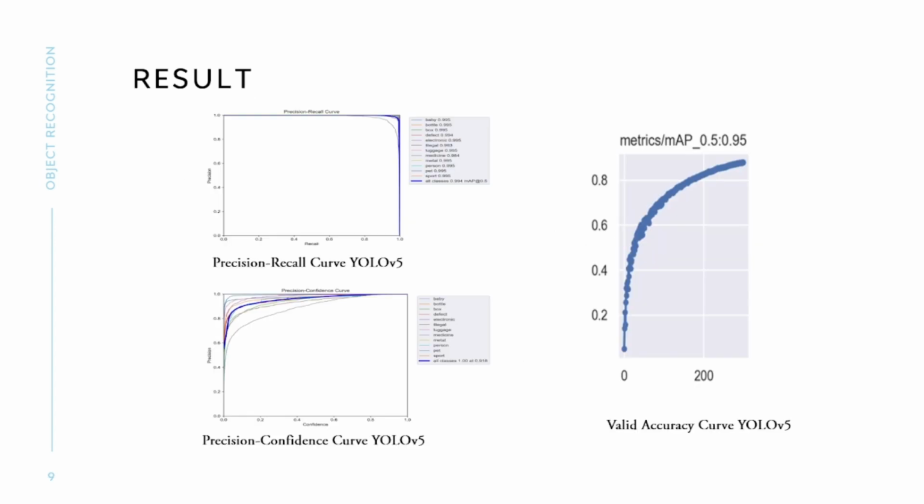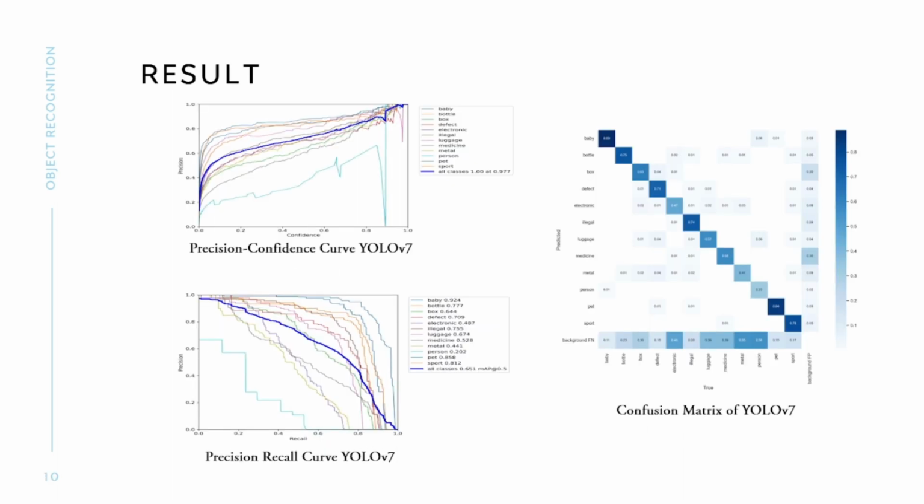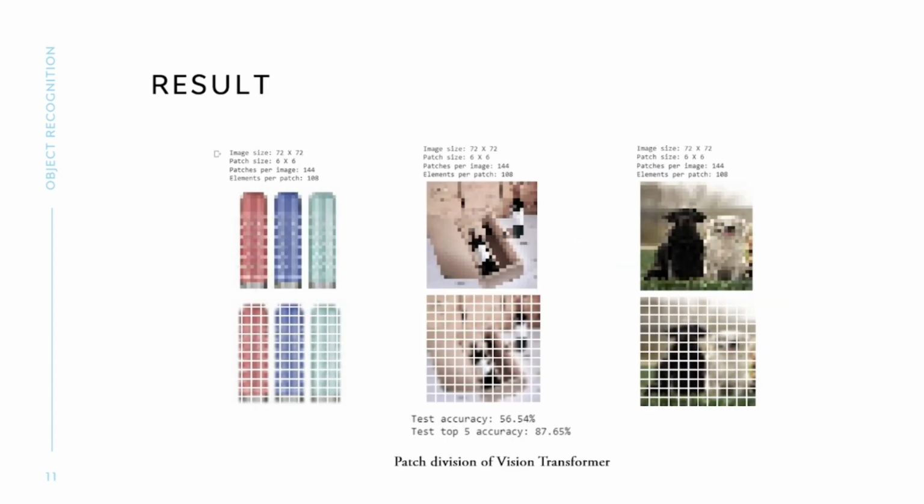For the result of the v5 model, we got really good results and accuracy, approximately 95%. And the v7 model has also shown a pretty good result for only 80 epochs, while the other model, the ViT, showed only 56% accuracy.